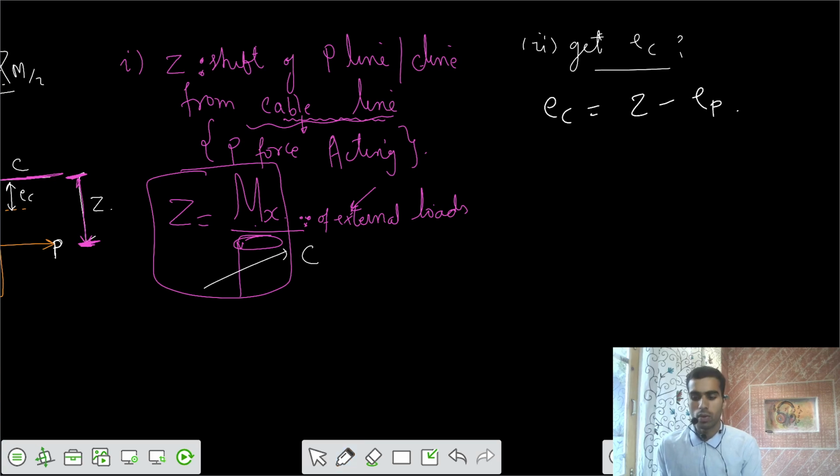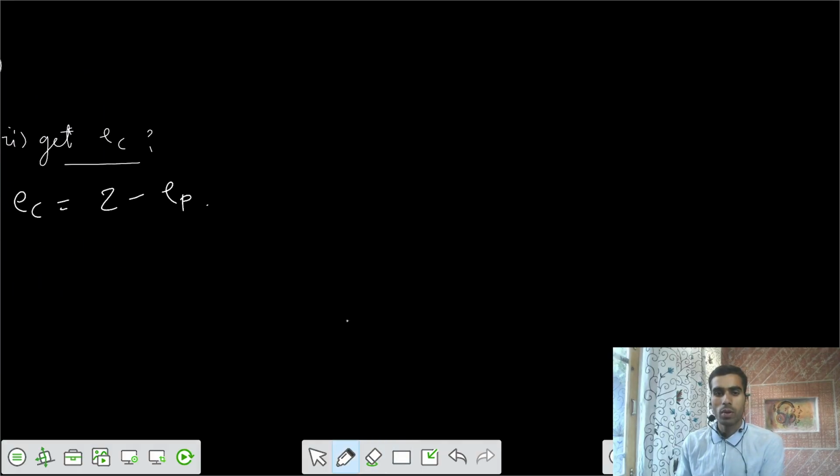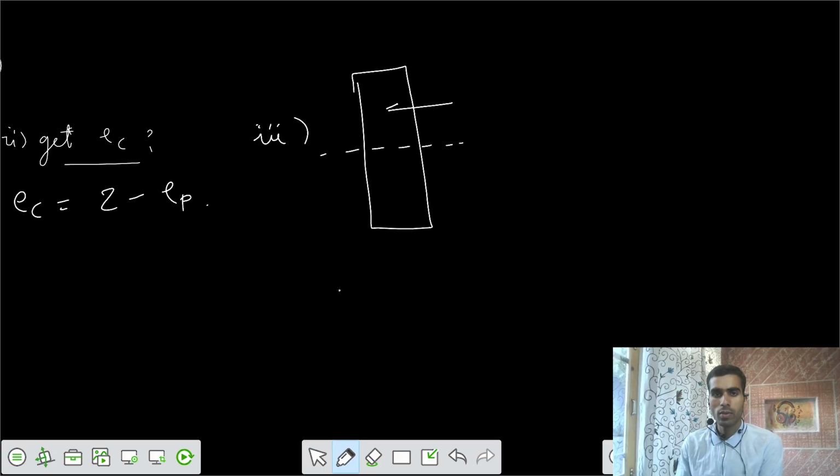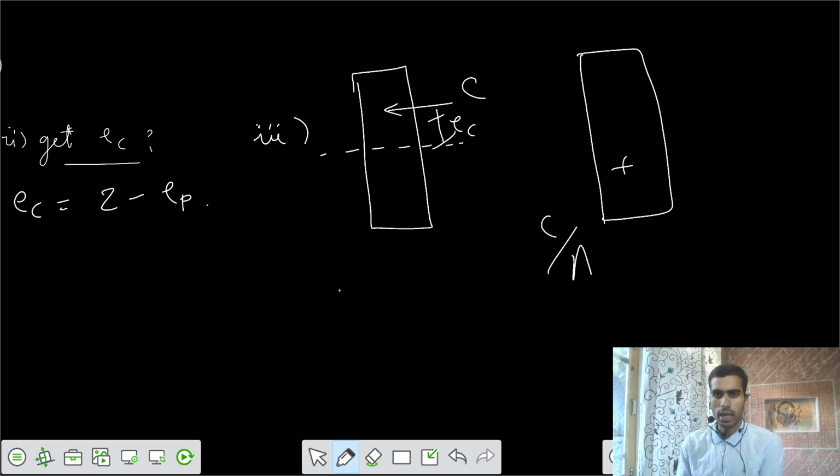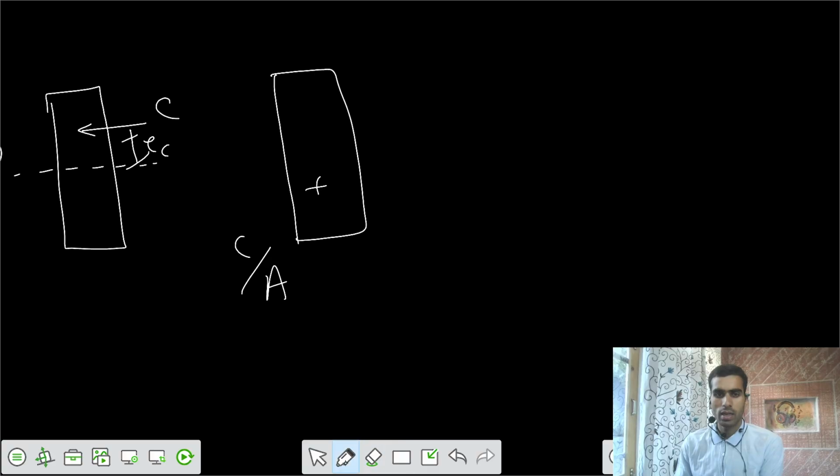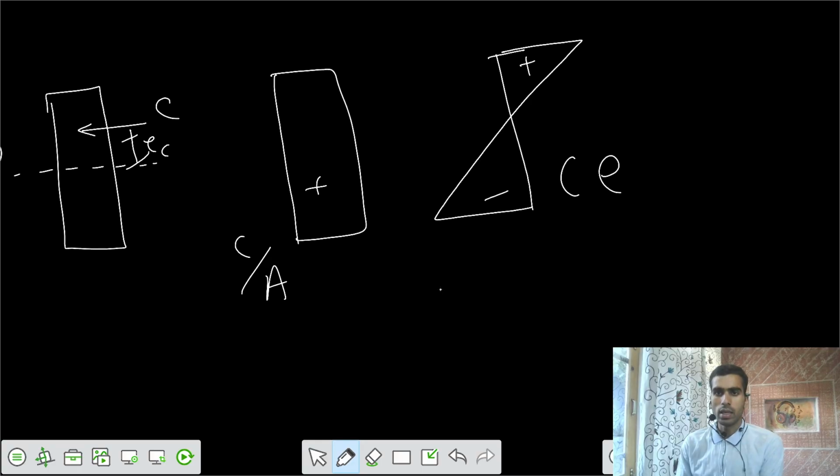Once we have the EC value, we perform the third part, that is the calculation of stresses. There is some C force acting somewhere at some location of EC, such that my stresses are C by A, and one more stress that we call CEC by Z.